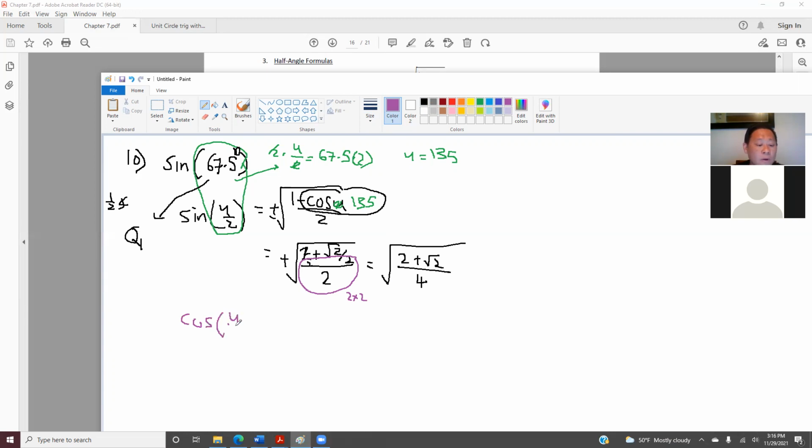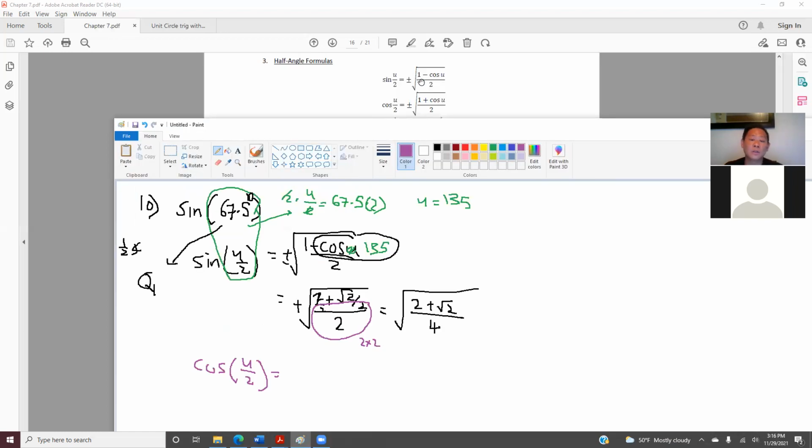Now, how do we figure out cosine u over 2? It's very easy. If you look at these two formulas, they are exactly the same formula, except the sign here is switched. And we know that in quadrant 1, cosine is still going to be positive. So what you do here is you just take this and switch your sign. If this is a plus, you do the conjugate. You do the minus here.